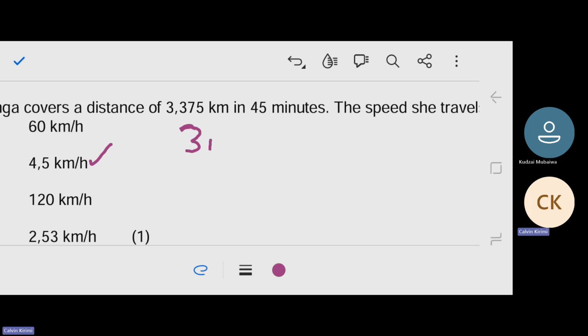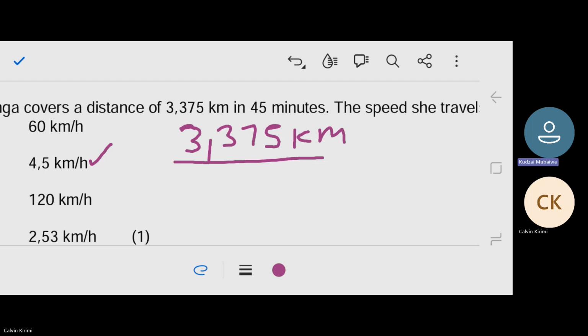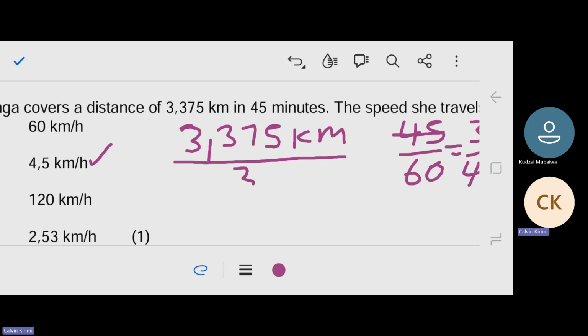So 3,375 kilometers. 45 minutes, it's how many hours? I would say 45 over 60, isn't it? Yes, sir. So highest common factor, 15. 15 goes there how many times? 3 times and 4 times. 45 minutes is 3 over 4 hours.